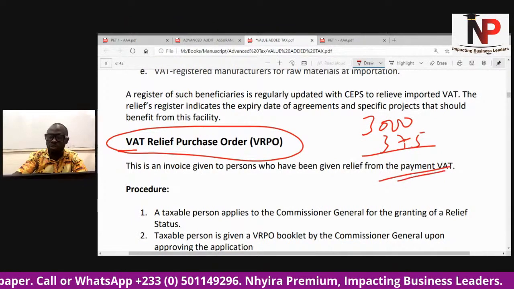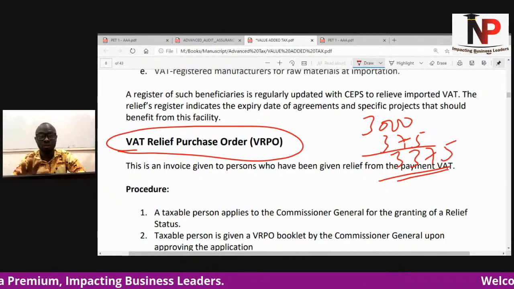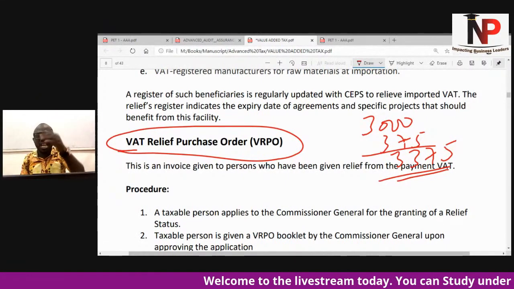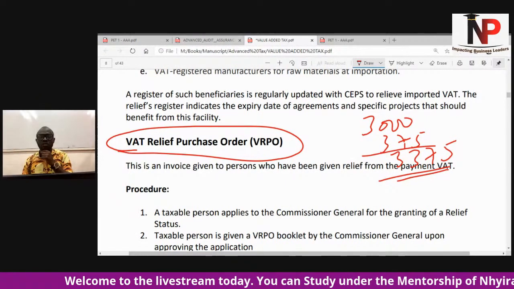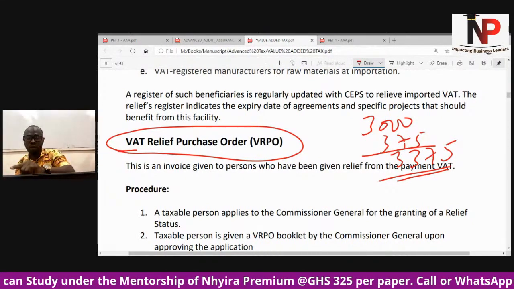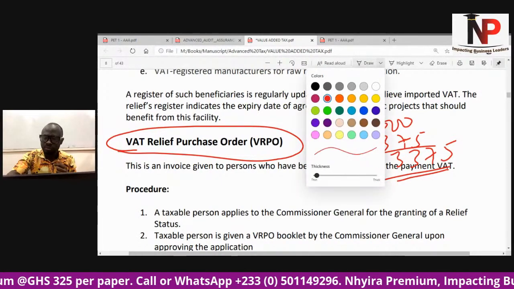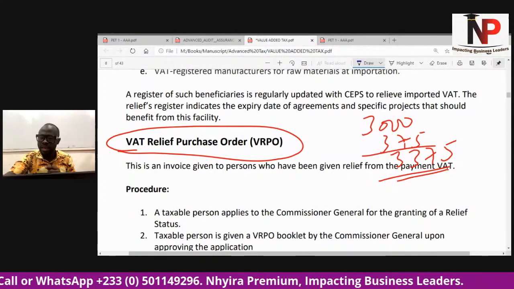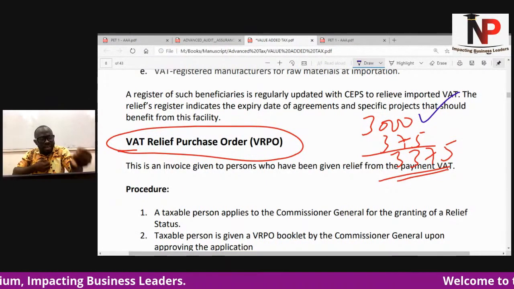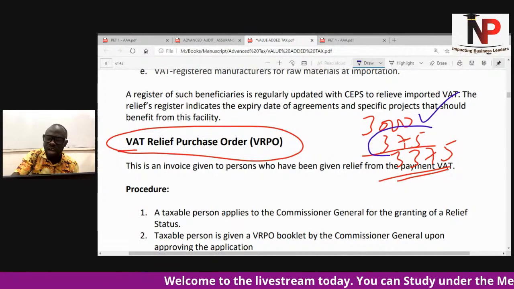So technically, I'm supposed to take an amount of 3,375 from you. Now, stay with me carefully here. This is what you are supposed to give to me. But because you are a relief organization, the Ghana Revenue Authority will give you what is called the VAT relief purchase order. So that anytime you buy from me, you will only pay the 3,000. Then you will issue to me the VAT relief purchase order that will cover the 375.